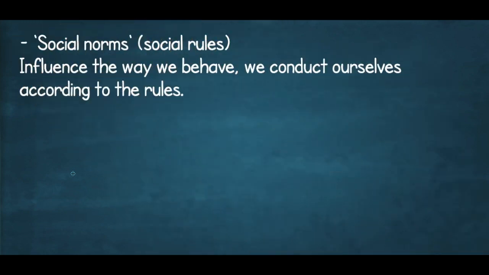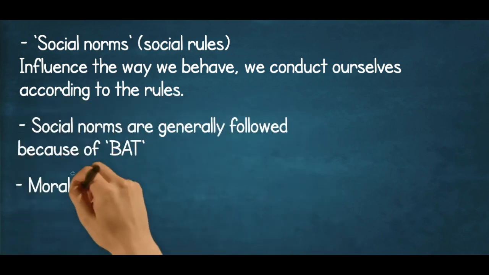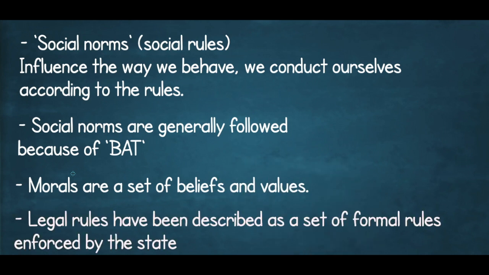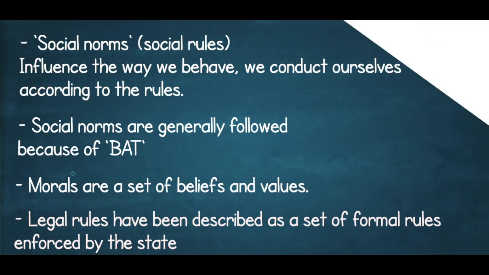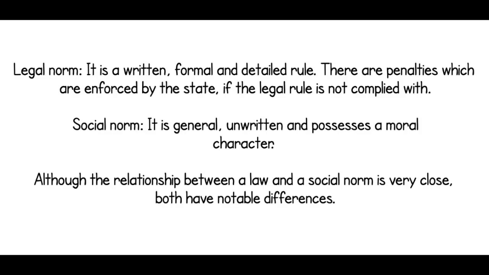So here's a good summary. What are social norms, otherwise known as social rules? They are generally followed because of BAT, remember BAT. Morals are a set of beliefs and values, and legal rules have been described as a set of formal rules. What I mean by formal rules is that they are written down and codified, whereas with social rules, it's quite abstract and unwritten. So that would answer this question here.